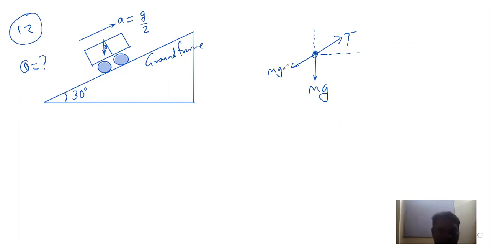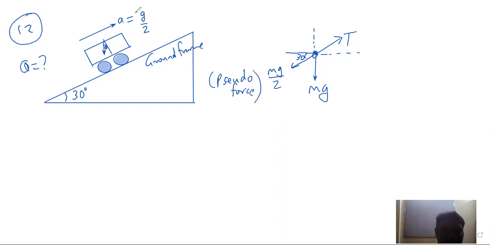So this is mg component. So let us think about this angle first. So this angle here with the horizontal, it will be 30 degree because angle between two lines is angle between the perpendiculars. So this is mg by 2. This is pseudo force.